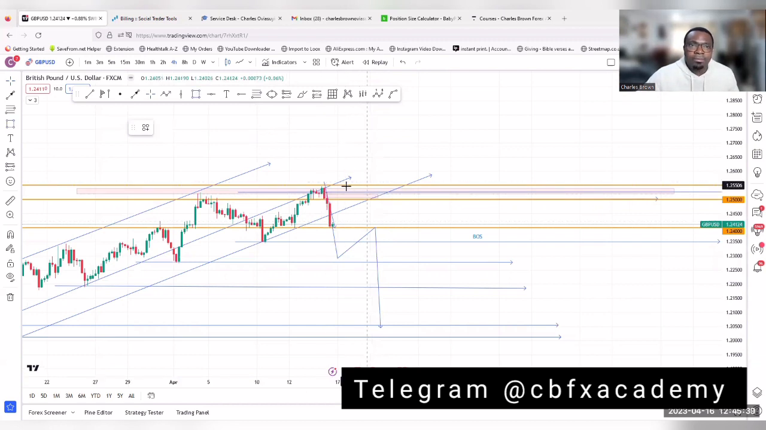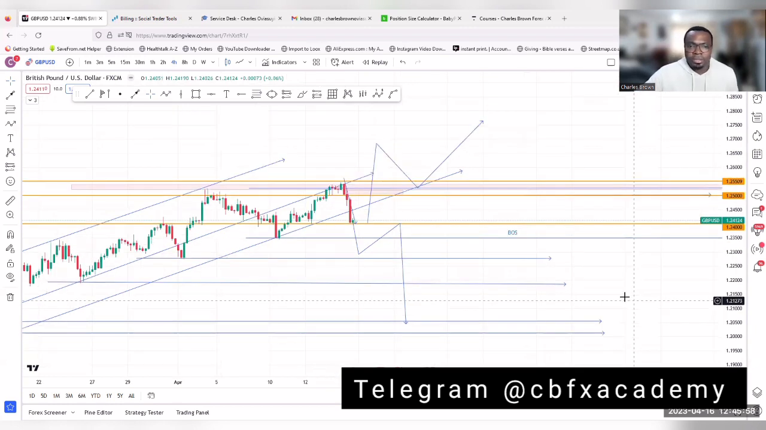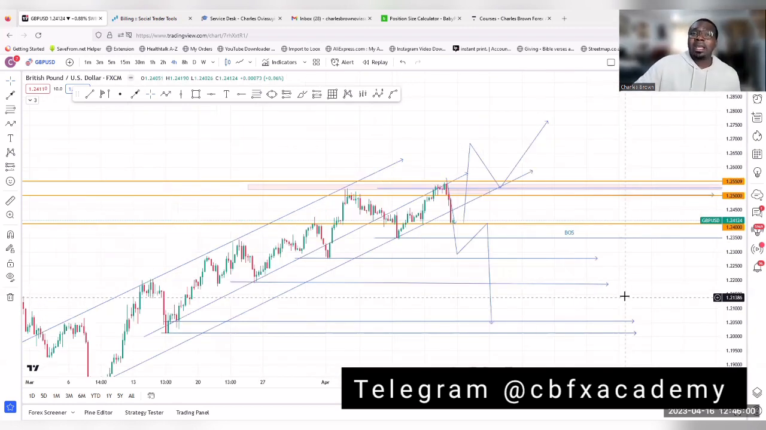If price breaks above this high, pushes up and breaks above this high, then I will start looking for more buys to the upside. Even though I won't be able to catch the buy here, if I can wait for a structure break up there, I'll wait for a pullback into this trend line, and I'm going to look for more buys. But this is what I look for on trading GBPUSD in week 16. So I hope you guys got it.